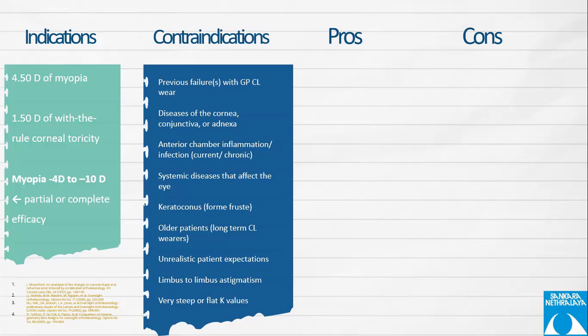Older patients who are already long-term contact lens wearers may not respond better to this kind of reverse geometry lens. Unrealistic patient expectations and limbus to limbus astigmatism are also concerns, because the base curve is what contributes to the refractive error correction. So a central corneal astigmatism is a much better suited candidate.